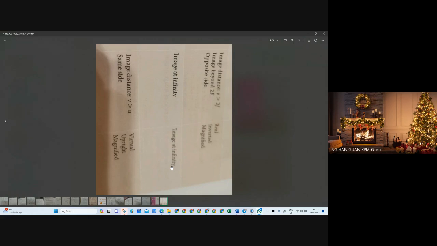But this is the second version of the reference book, because the first version was only published for Form 4. Okay, the first version in Form 4 only also included the characteristic of the image: upright, virtual, magnified. But the second version, completed with the Form 5 syllabus, which is a thicker one, already made the correction. It removed the characteristic of the image.